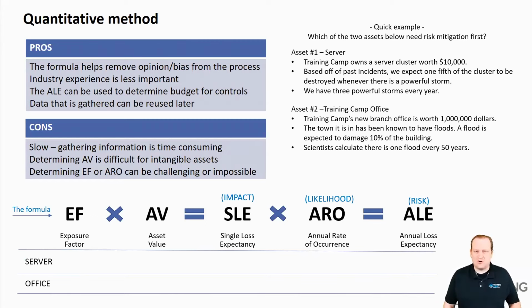So with our server, we seem to be losing 1/5 of the servers every time there's a powerful storm. So I'm going to say 20% is the exposure factor. The office, 10%, significantly less.